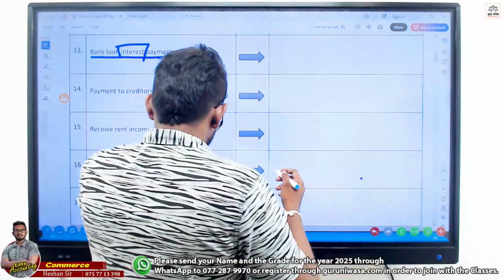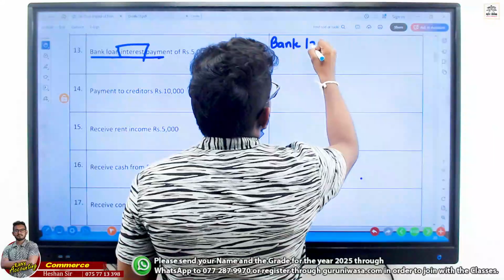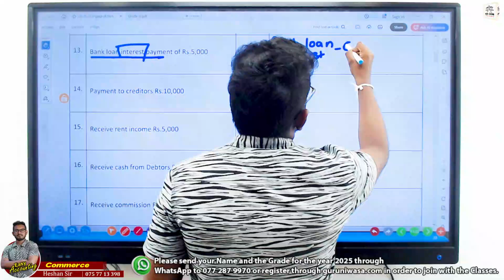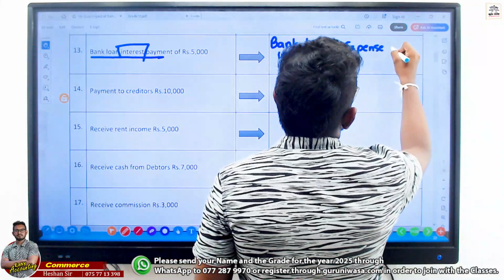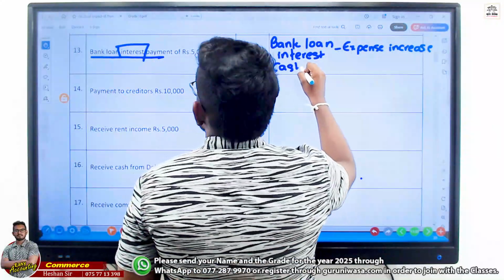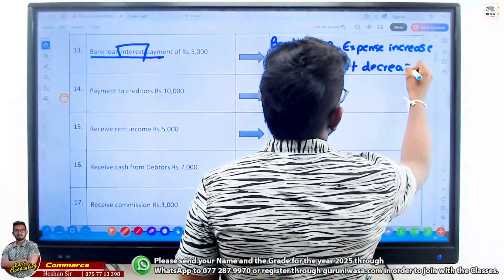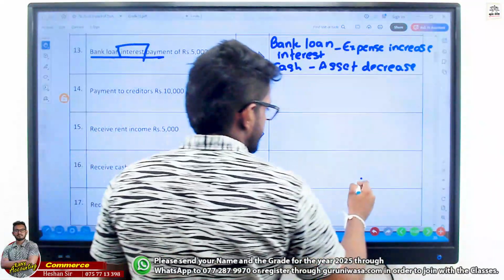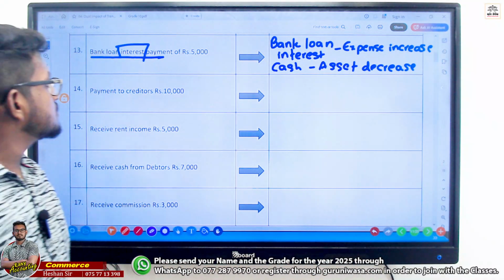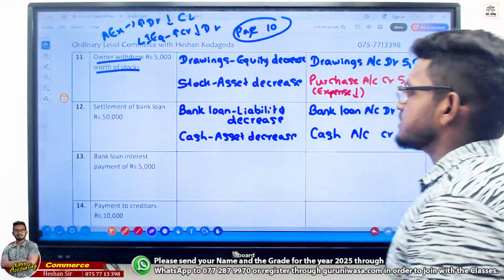Right? So bank loan interest expense increase, cash asset decrease. Whether we pay or not, expense increases, not decreases. In future you will learn. Right? Don't do other things, pay attention. Write the same thing in here.